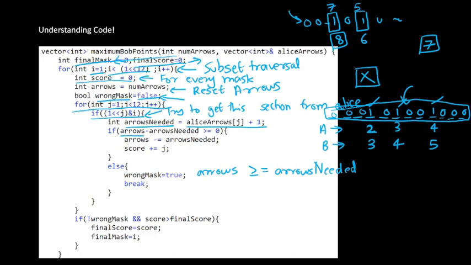If that is the condition, just subtract arrows. Obviously the number of arrows you possess will now decrease, but your score will increase. And what will be your score? It will simply be j.